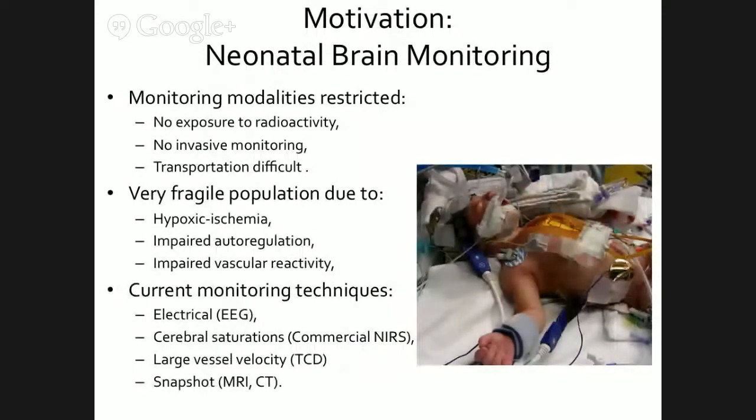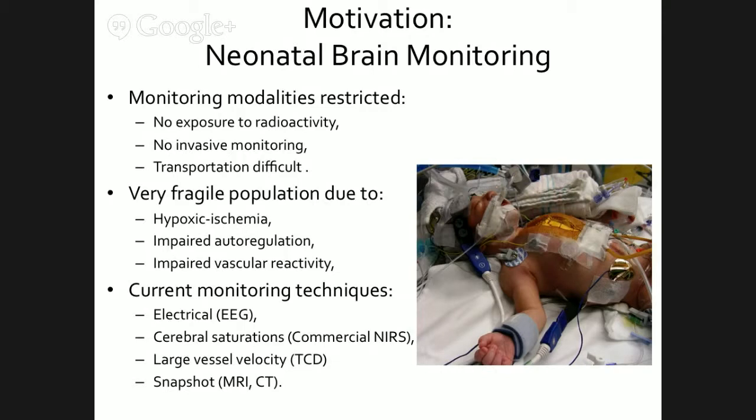I'm interested in neonatal brain monitoring in both health and disease. The unique thing about neonates is, as opposed to adults where there are so many different modalities you can use to measure brain perfusion and tissue health, like MRI, SPECT, xenon CT, PET, in neonates your monitoring modalities are really restricted because you don't want to expose them to radioactivity. You certainly don't want to do anything invasive, and transport can be difficult. Not only that, but when babies are sick, they can be very fragile. They're susceptible to hypoxic ischemia. They may have impaired autoregulation or vascular reactivity, so you really don't want to be manipulating them very much.